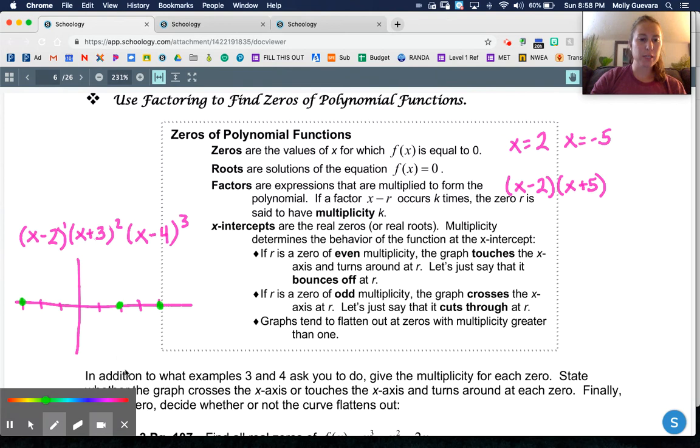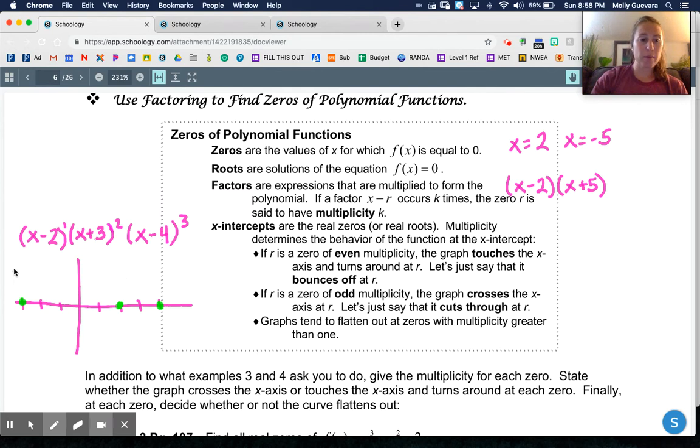Now, what's really, really important is that we pay attention to what these tell us. If my multiplicity is just a 1, the graph just cuts straight through. Okay? If the multiplicity is a 2, or really, I should say, if it's a 1 or a 3, the graph goes through. It goes over the x-axis. So if it's an odd number, it goes over the x-axis. If it's an even number, 2, 4, 6, 8, right, then it bounces off.